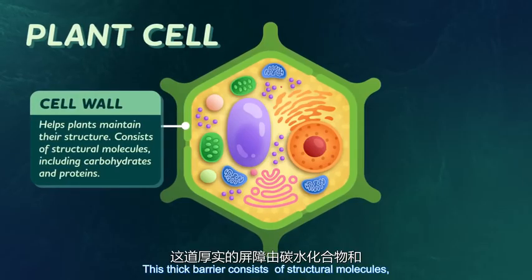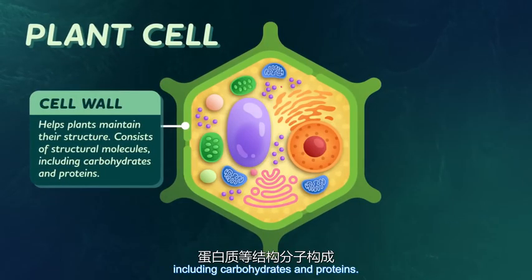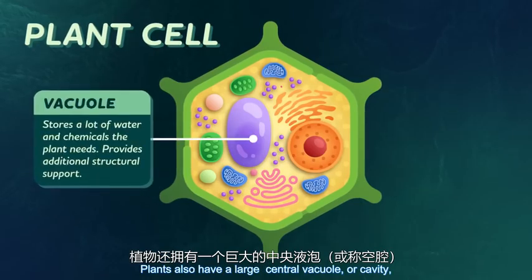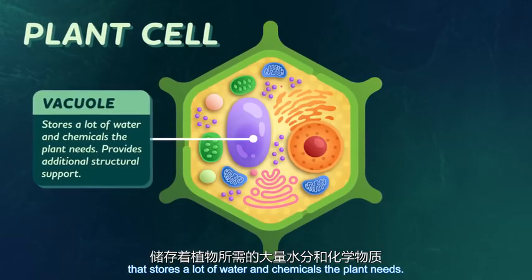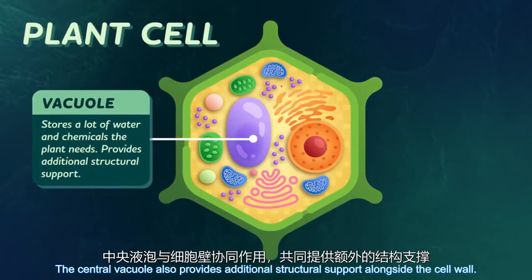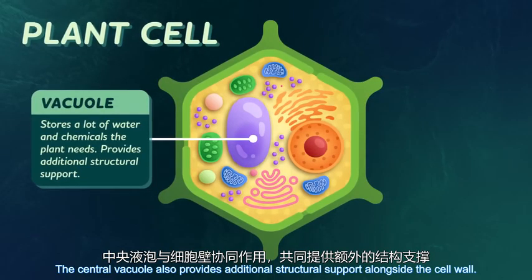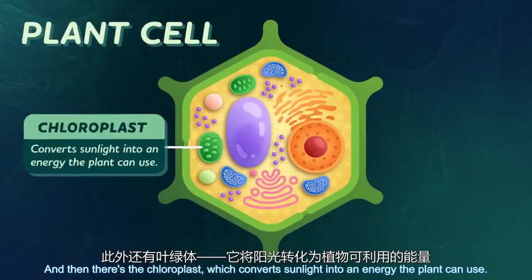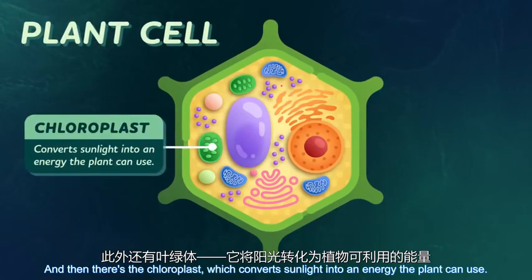This thick barrier consists of structural molecules, including carbohydrates and proteins. Plants also have a large central vacuole, or cavity, that stores a lot of water and chemicals that the plant needs. The central vacuole also provides additional structural support alongside the cell wall. And then there's the chloroplast, which converts sunlight into an energy that the plants can use.